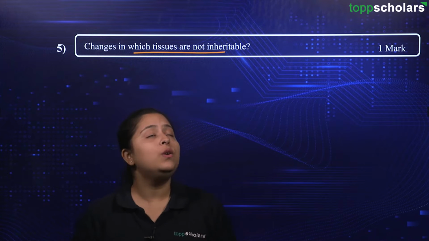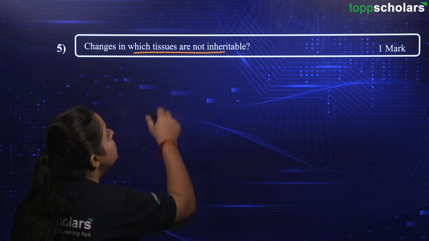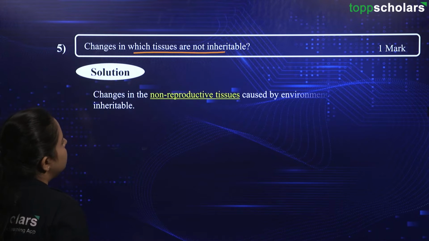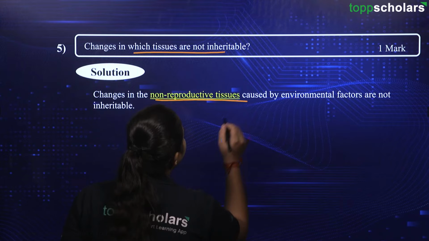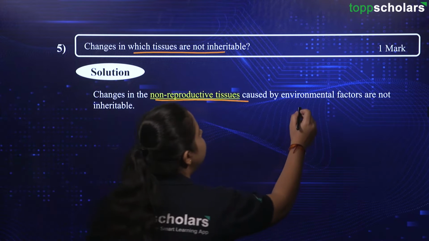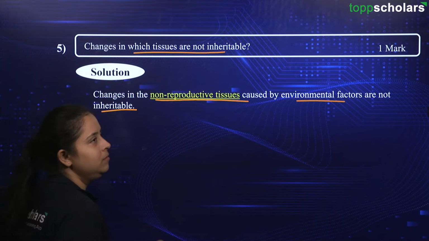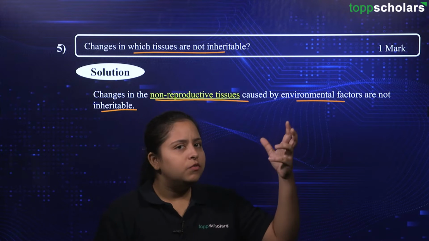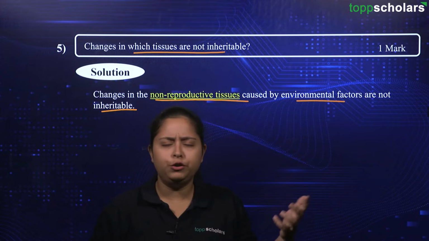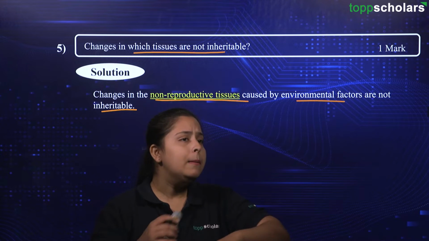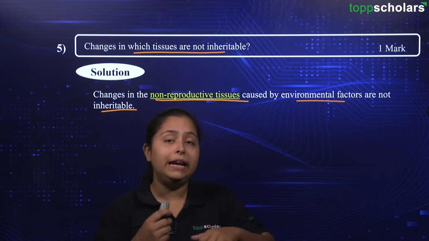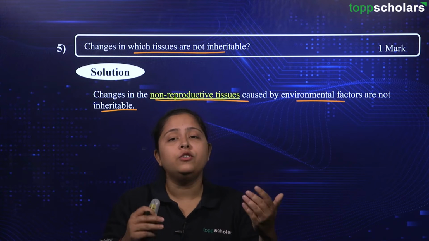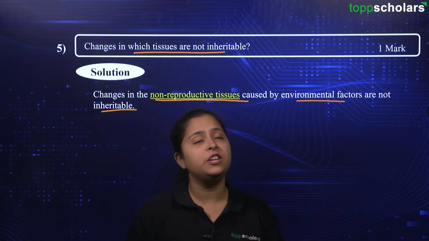Okay. So, the question asks only, changes in which tissues are not inheritable. Let us go for the solution. The solution says that changes in the non-reproductive tissues caused by environmental factors are not inheritable. Okay. So, I am learning a new skill, or because of the very high sunlight that I am getting due to my work, my skin is getting tanned, due to which I am gaining a darker complexion.